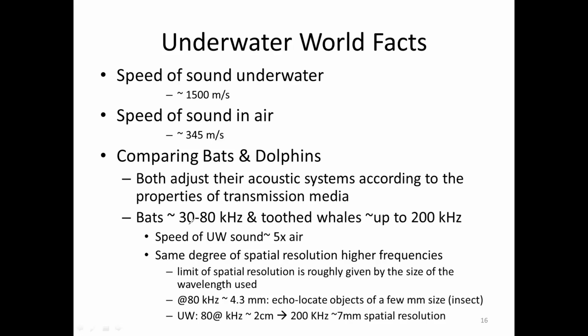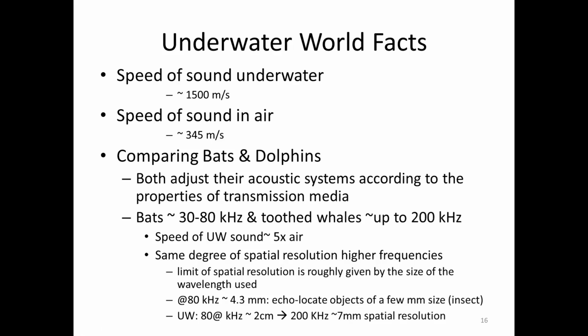And the reason is that this frequency, for example the 80 kilohertz used by the bat, gives some spatial resolution. By spatial resolution, I mean how small an object a bat can identify using its sound signal. So the limit of spatial resolution is roughly given by the size of the wavelength used. For 80 kilohertz, the wavelength can be given as about 4.3 millimeter. And with 4.3 millimeter, bats can echolocate objects of few millimeter size, like insects.